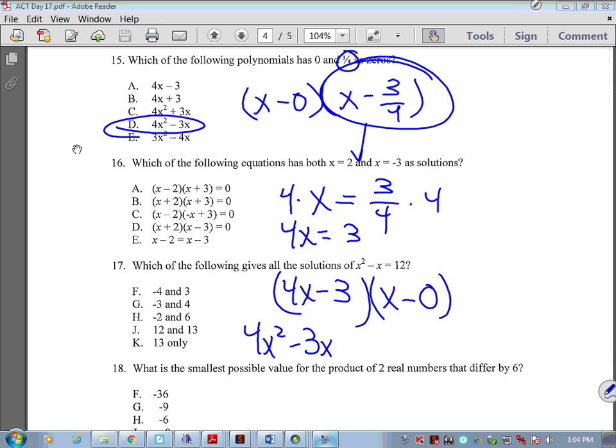Okay, because it says which of the following polynomials. So where I was getting stuck there was which of the following is a factor, right? So go back and look at the question that's being asked. We want the full polynomial that's being broken down. All right. Anything else on that page, 16 through 19?